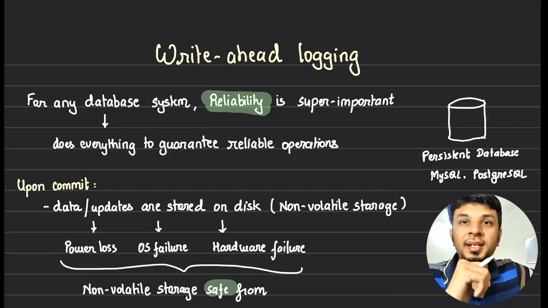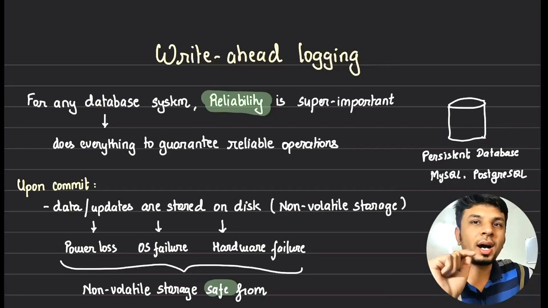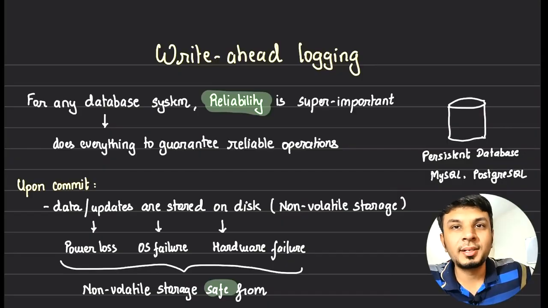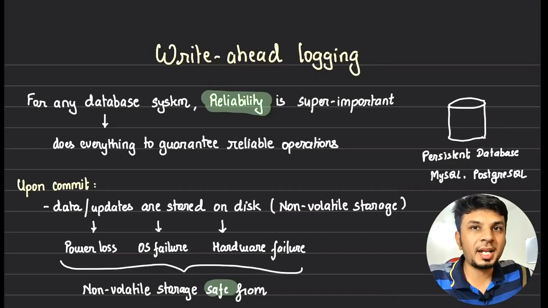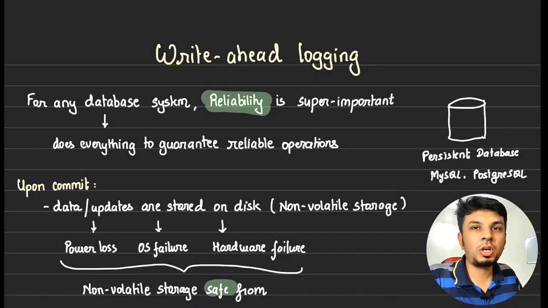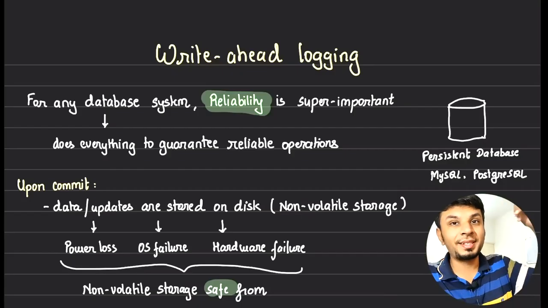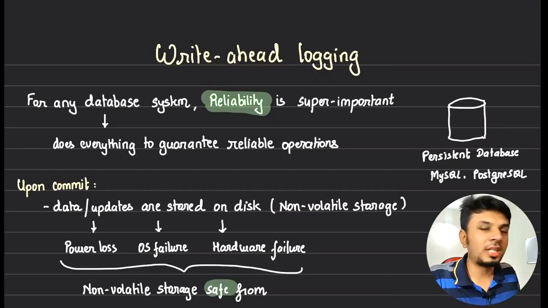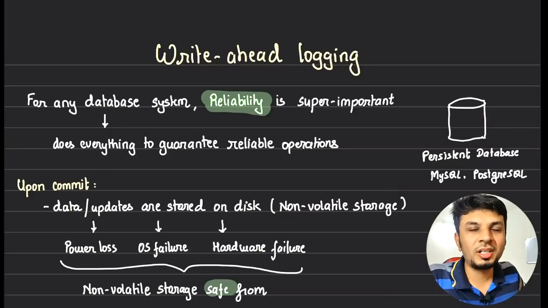So every persistent database needs to be reliable, which means any updates you fire into the database need to be reliably stored onto the disk. No matter if a crash happens or anything goes bad, everything that you have committed, everything that you have told a user is saved onto the disk, needs to be there.